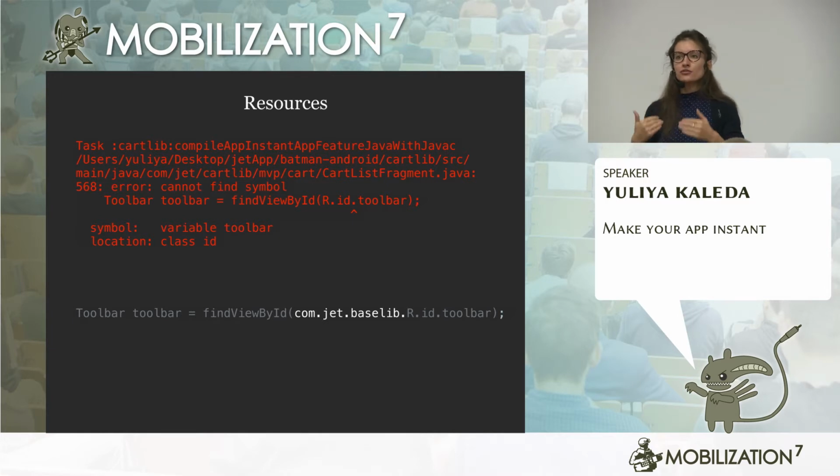So once again, if you define a resource in the base module, but use it in some other feature modules, you have to specify the full resource ID. And the full resource ID is prefixed by the package name specified in the manifest file.